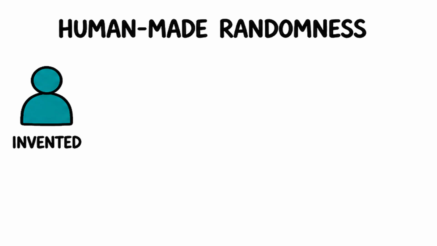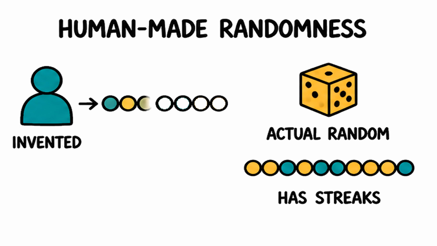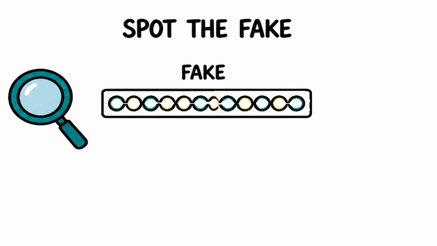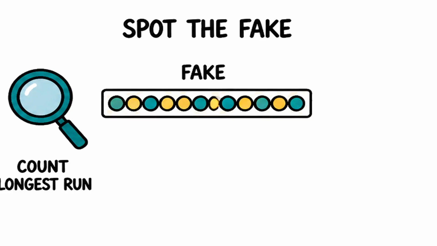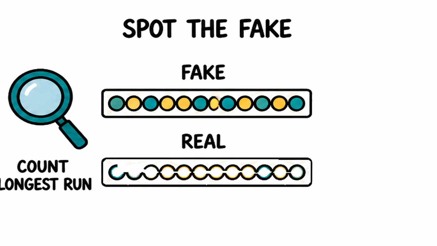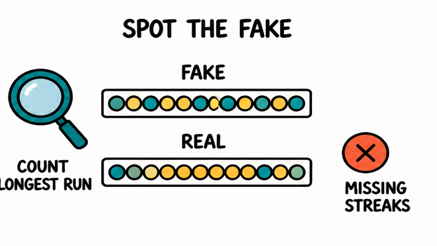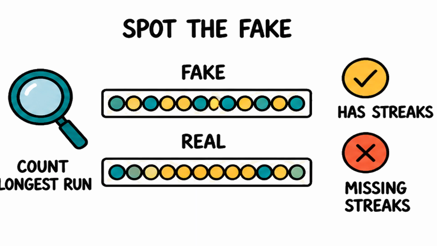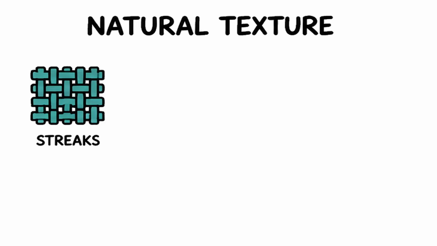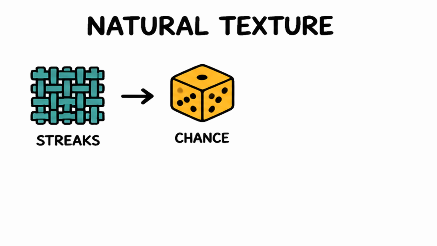When people invent a random sequence in their head, they avoid long streaks. They alternate too often. The fake looks smoother than the real thing. Statisticians can often spot a faked sequence just by counting the longest run. The invented one is missing the streaks reality would produce. So streaks are not proof of manipulation. They are the natural texture of chance.